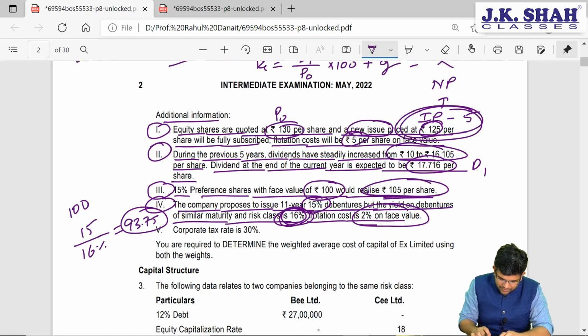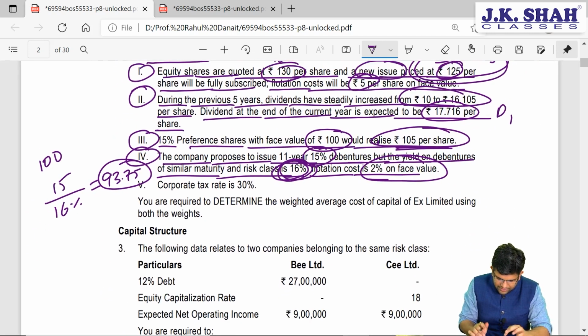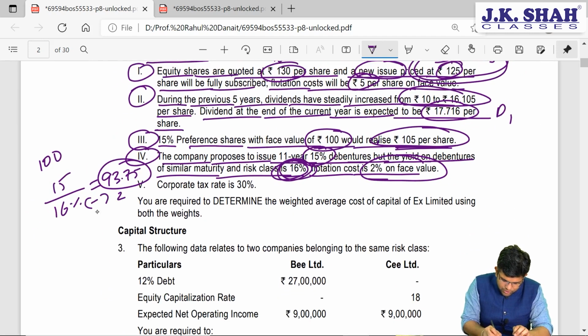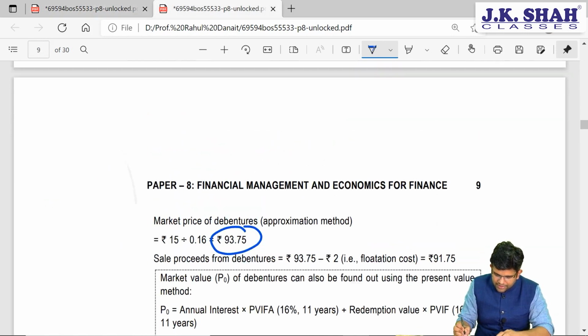So 93.75 minus 2 rupees, 91.75 will become your issue price. Everyone clear? So now, children, let's go to the KD calculation.